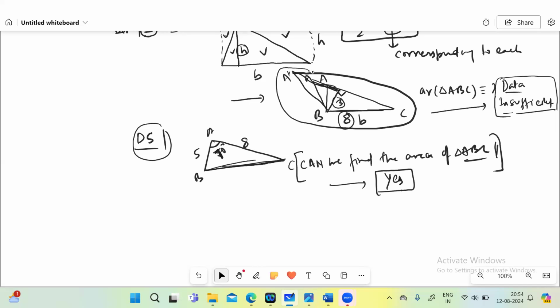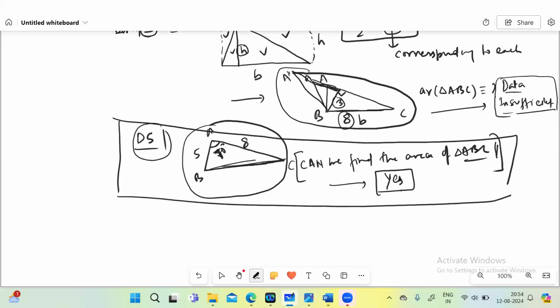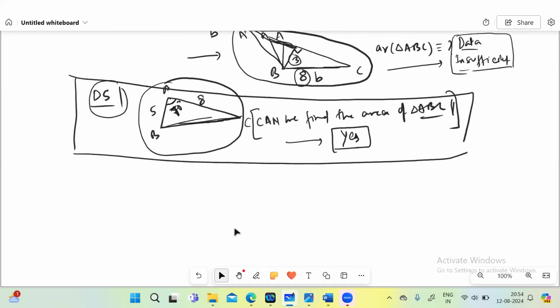In geometry, these types of questions are very much a favorite, where they will give you a certain condition and ask whether you can find the area or not. What you need to confirm is whether the structure is fixed or not. Here the structure is fixed with these three data. So we can actually find the area, if not with the formula, then by some other way.